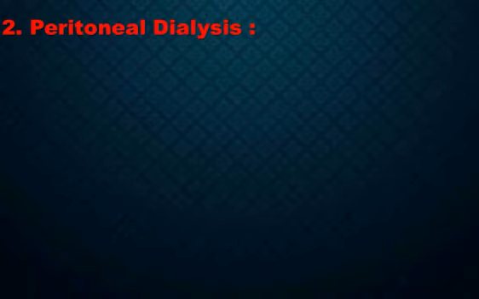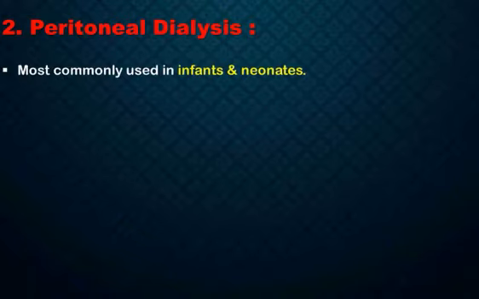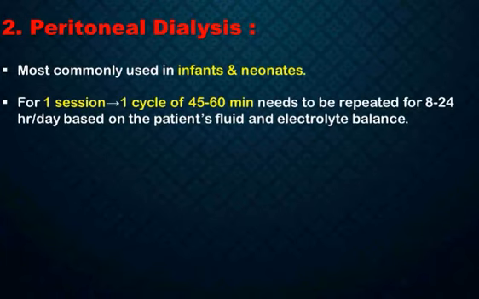Peritoneal dialysis is another type, depending on the function of the peritoneum. It is most commonly used in infants and neonates because of the difficulty of gaining arteriovenous access for hemodialysis. One cycle or session takes 45 to 60 minutes, and we need to repeat the cycle for 8 to 24 hours per day based on the patient's fluid and electrolyte balance. So it may be repeated every hour or just 8 times.